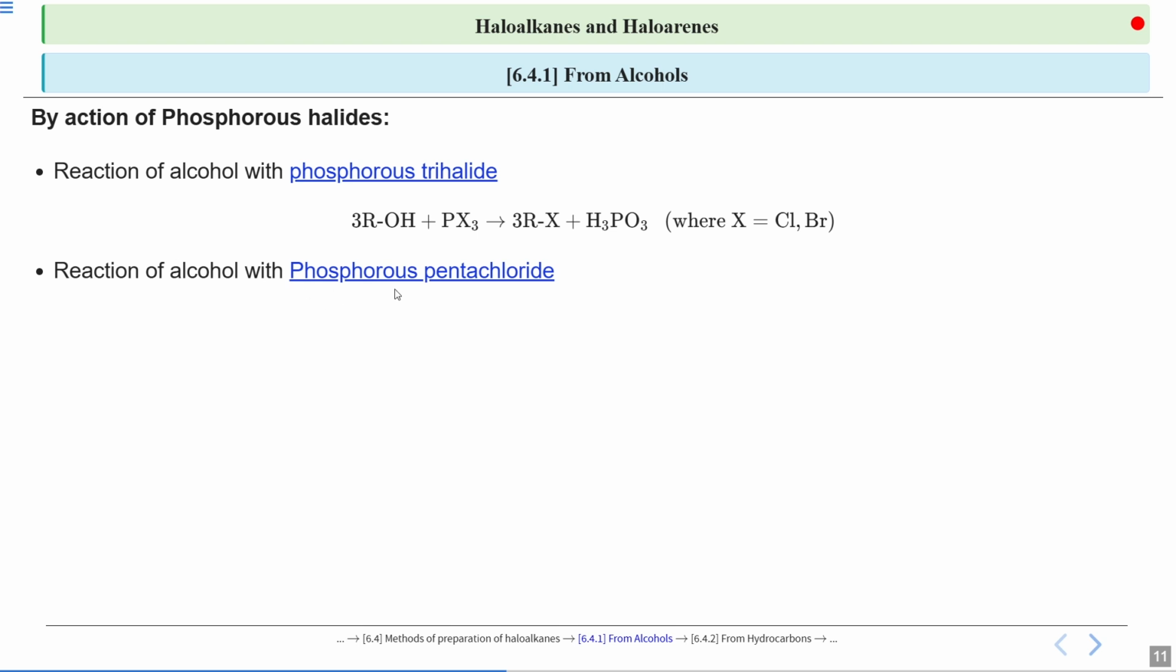The reaction of alcohol with phosphorus pentachloride is another method. So you can react the alcohol either with phosphorus trihalide or phosphorus pentachloride. In the trihalide case, observe that the halogens used are only chlorine and bromine, and in the penta case, phosphorus pentachloride is the only reagent used. So ROH, one molecule, reacts with PCl5, that is phosphorus pentachloride, and you will get RCl plus POCl3 as a side product plus HCl, hydrochloric acid.